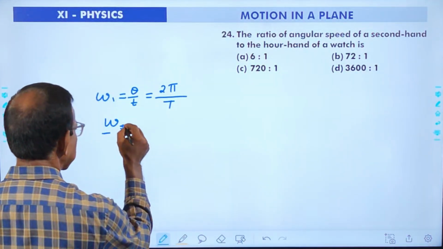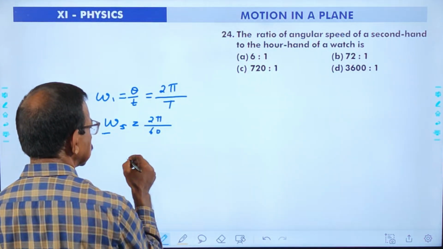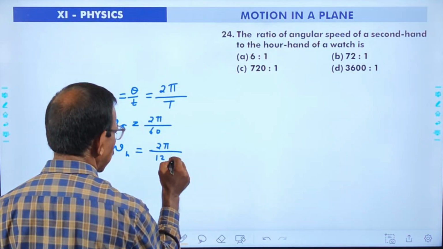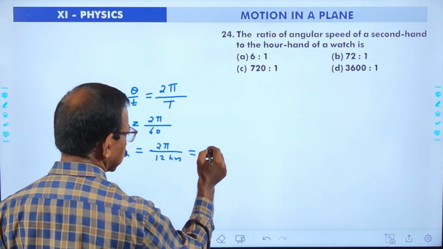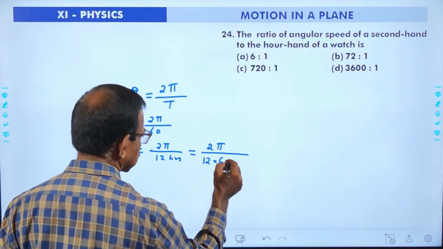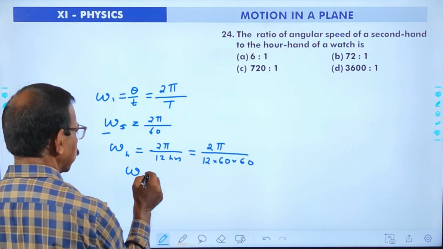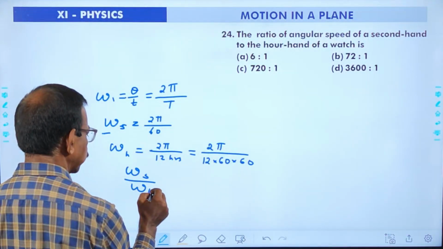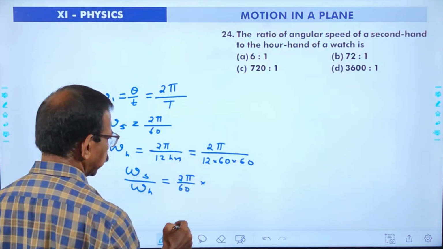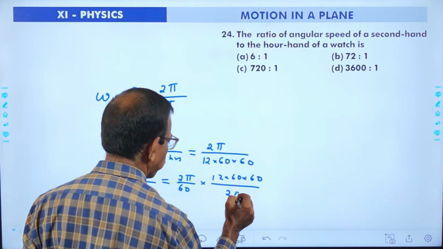For the second hand, the angular velocity is 2 pi divided by 60 seconds. For the hour hand, the angular velocity is 2 pi divided by 12 hours, which will be converted to seconds. 1 hour is 60 minutes and then 60 seconds. The ratio of the angular velocity of the second hand to that of the hour hand: here it is 2 pi divided by 60, and the remaining will be 12 into 60 into 60 divided by 2 pi.